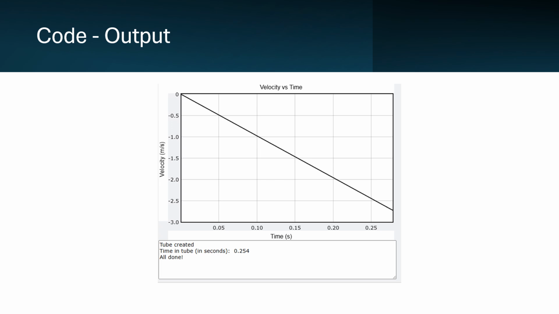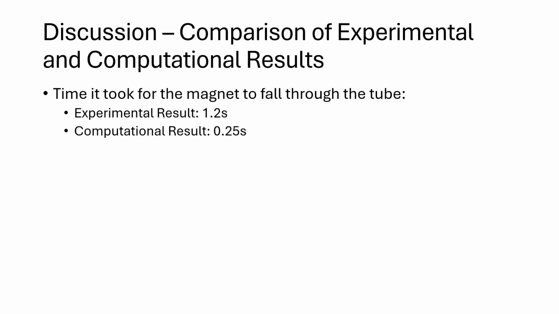And here's the output of the code. On the top, we have a graph of the velocity of the falling magnet with respect to time. And on the bottom, we have the amount of time that it took for the magnet to fall through the tube. So here's a brief comparison of the experimental results versus the computational results.